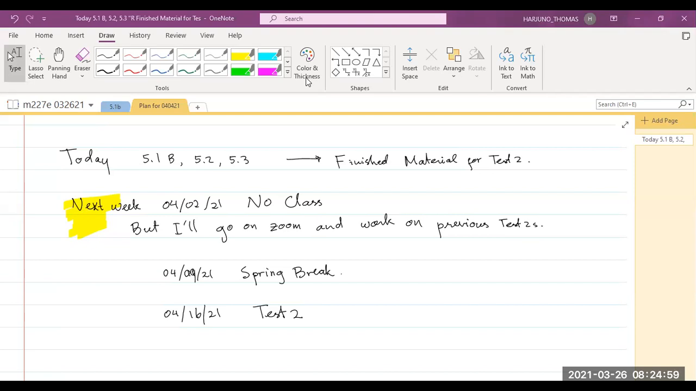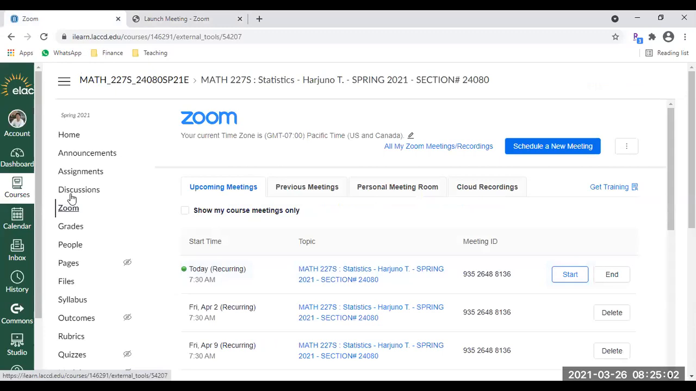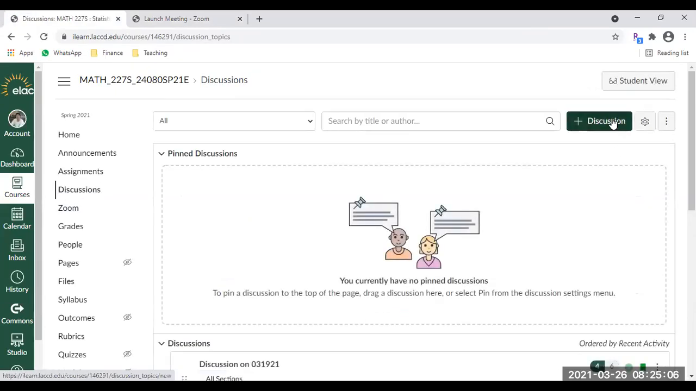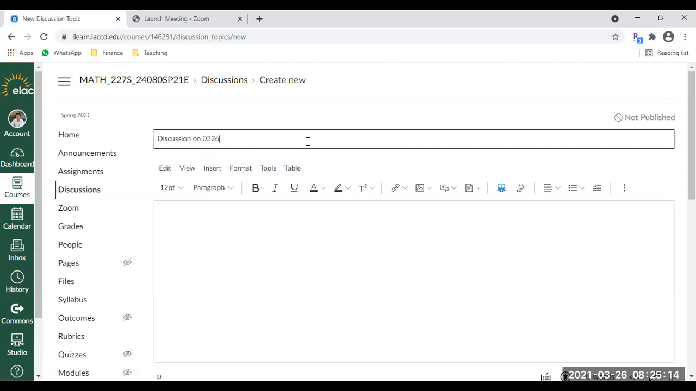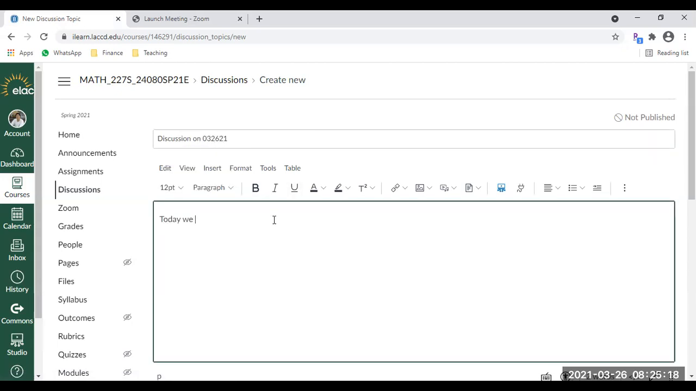Give me a second. I go back to the discussion board. Today we will finish 5.1b, 5.1, and 5.2, 5.3. Okay, next week supposed to be no class day, but I will go on Zoom to go over previous test 2.